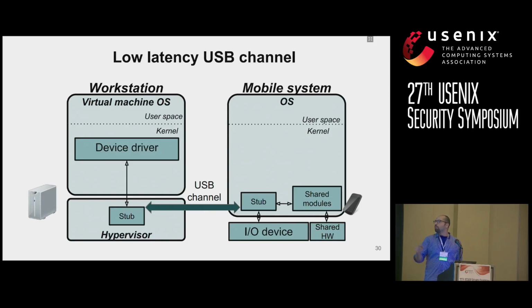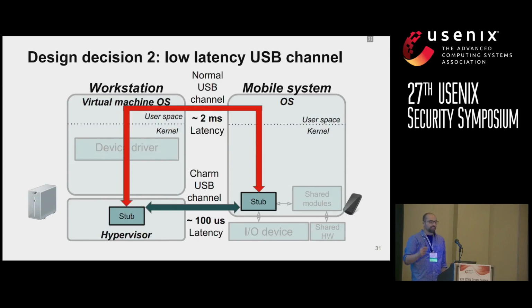For this purpose, we use two stubs, one in the workstation hypervisor and one in the mobile system kernel. And we connected them using a USB channel. I should mention here that a device driver's interactions with its underlying hardware are very time sensitive. And we could not use a normal USB channel like the famous ADB, because due to many layers of indirection, the latency of this channel is high and it will result in many timeouts. So we built our own USB channel which connects the hypervisor of the workstation to the kernel of the mobile system directly. And we reduced the latency and avoided timeouts.